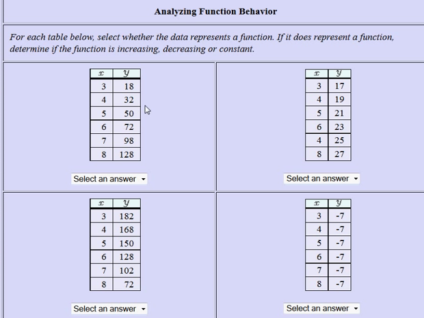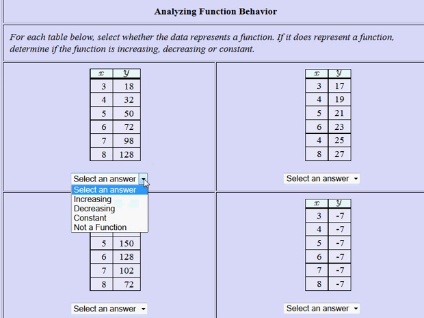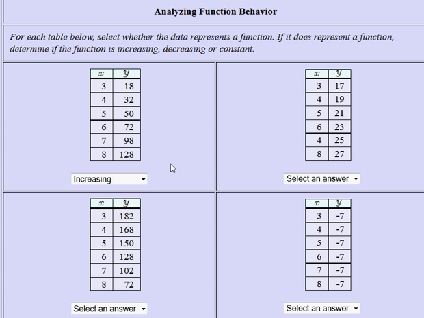Since it's a function, I now have to tell whether it's increasing, decreasing, or constant. This one's increasing. The definition of an increasing function is such that if x increases, y increases. And you can see this in the table. As x gets bigger, as I go down the list, y also gets bigger. So I'm going to say that this is an increasing function.